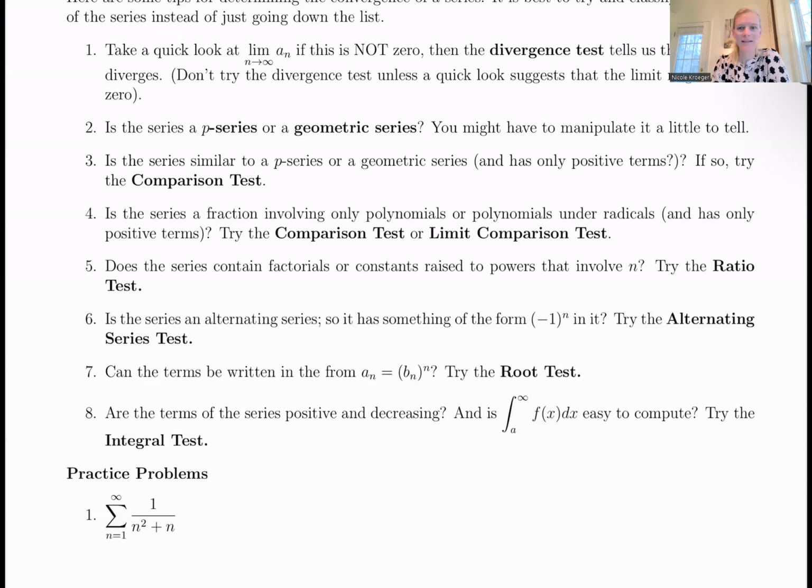And then let's see, alternating series. If it looks like it's alternating, try the alternating series test. And then again, if you have things raised to the nth power, try the root test. And if nothing else works, try an integral test, especially if it looks like it's an integral that will be easy to compute. Okay, and so why don't we go ahead and try these examples below.